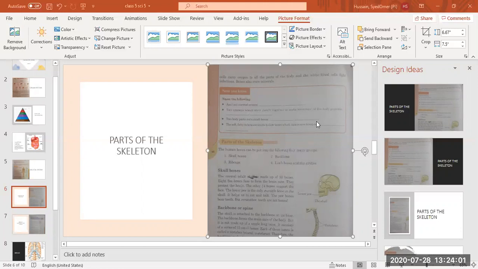Okay students, now hurry up, we have to start from parts of the skeleton today. Human bones can be put into the following four major groups. Human bones can be classified into four major groups: number one is skull bones, rib cage, backbone, limb bones, and girdles. So we have to start from the first, that is skull bones.